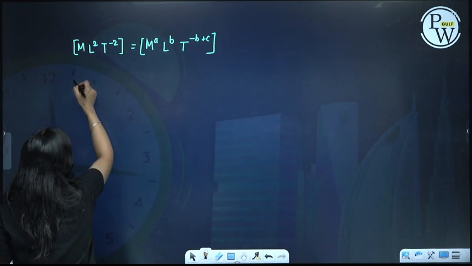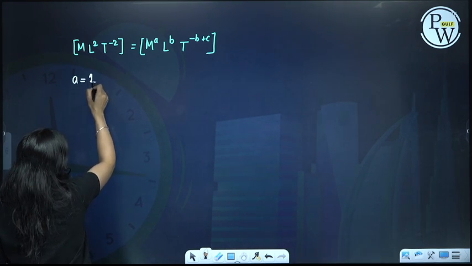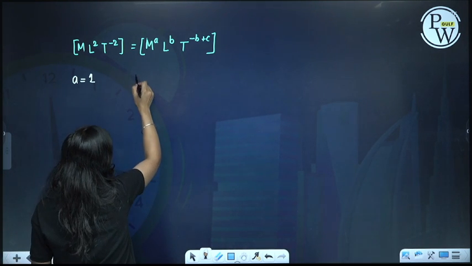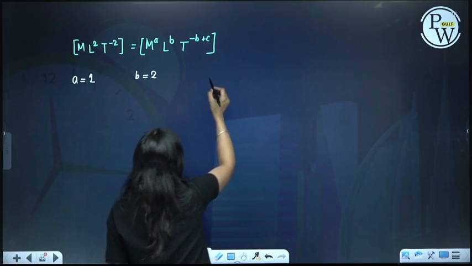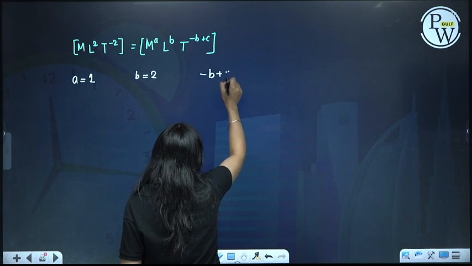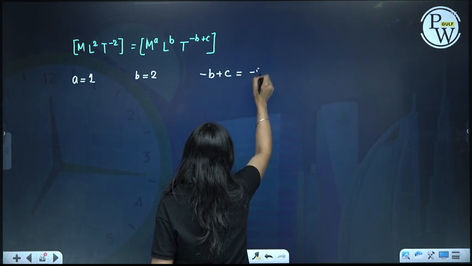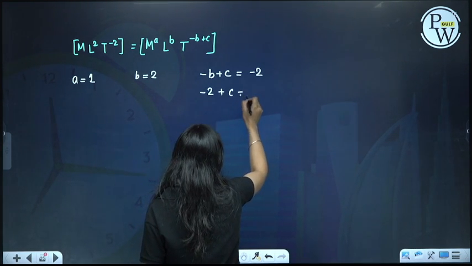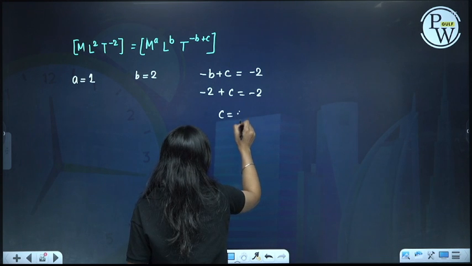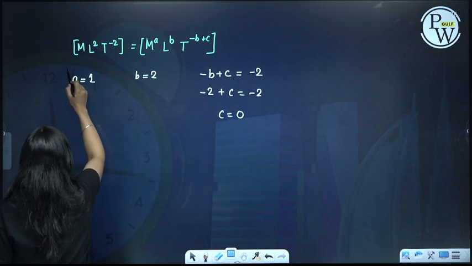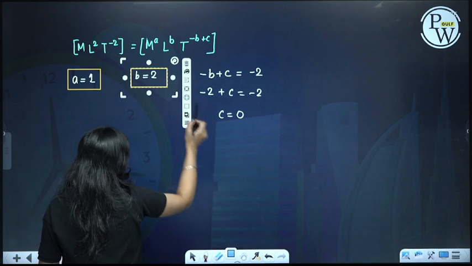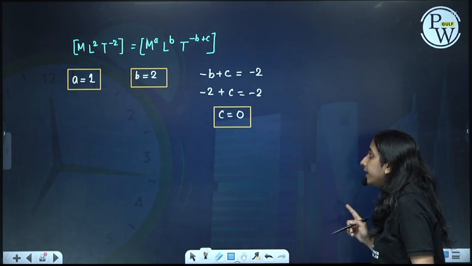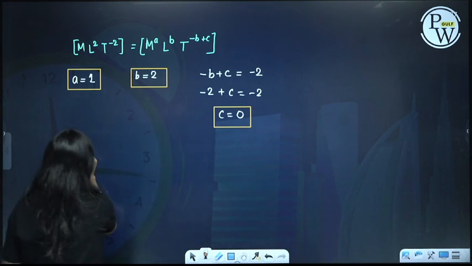Now dimensions on the right hand side must be equal to dimensions on the left hand side. Comparing both sides, a must be equal to 1, b should be equal to 2, and minus b plus c should be equal to minus 2. Substitute the value of b: minus 2 plus c is equal to minus 2. From here we will get c is equal to 0. So when we compare the values, we get the values of a, b, c as 1, 2 and 0. So what was our relation with energy?